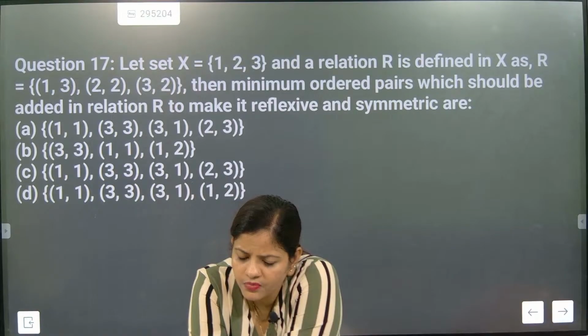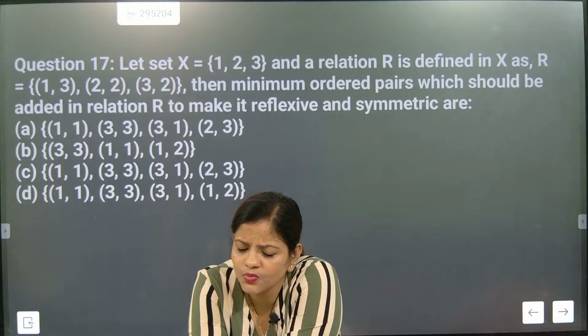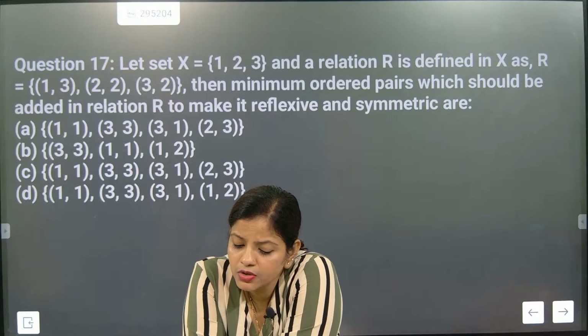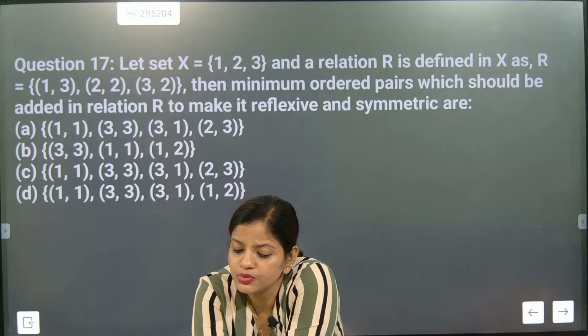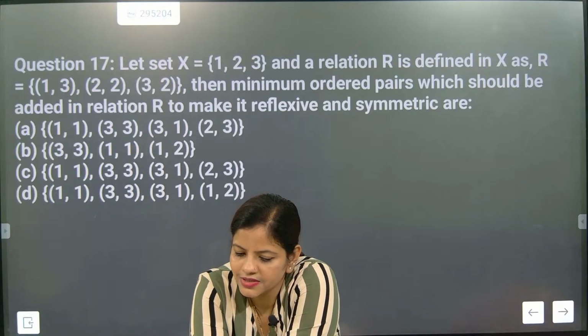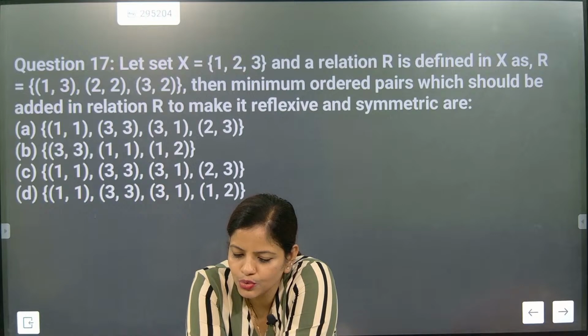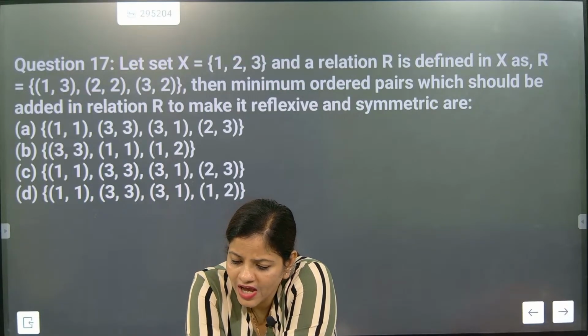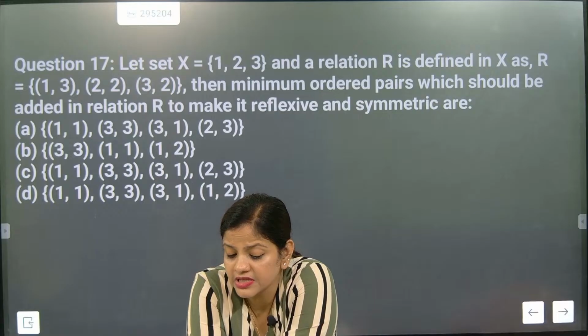Answer, beta. 1 1, 3 3. So the relation is 1, 2, 3. Minimum number we must add here. 1 1, 2 2, 3 3. First option: 1 1 is there, 3 3 is there, 2 2 is missing, so we'll add 2 2. 3 1 is there, so 1 3 we will add. 2 3 is there, so 3 2 we will add. So we have to add 3 elements in A.